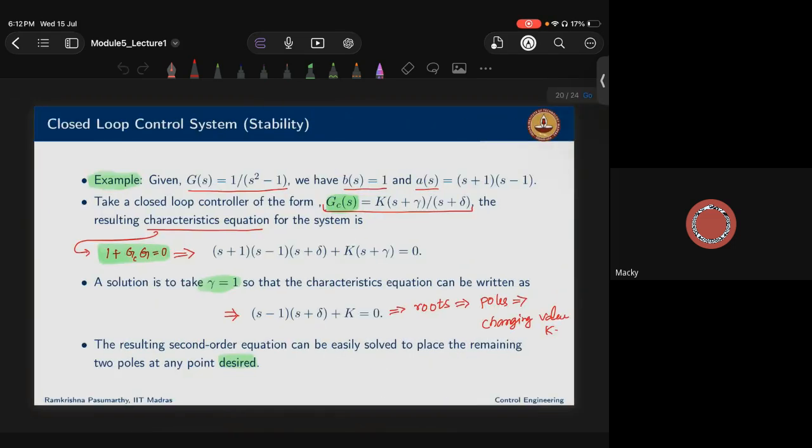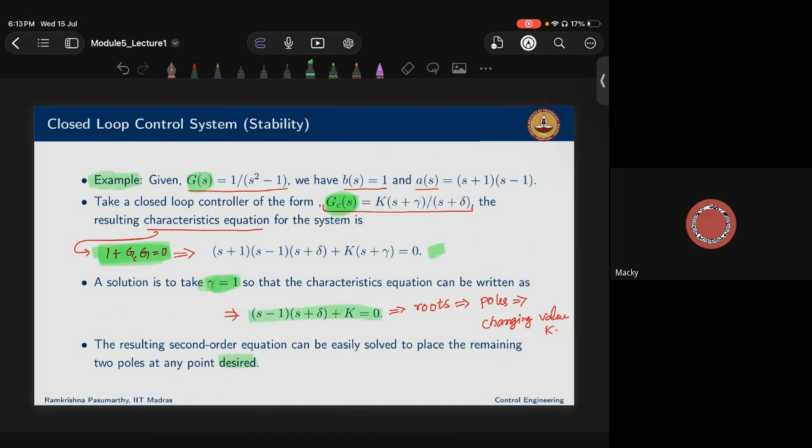Okay, so for example, if you see this, you have this G of X expression, the GC of S expression. The characteristic equation is this: 1 plus GCG. So you can see this equation. Suppose you take gamma is equal to 1, some constant.